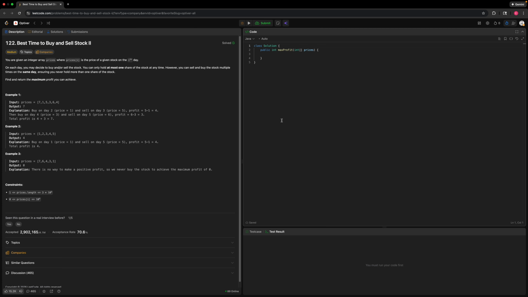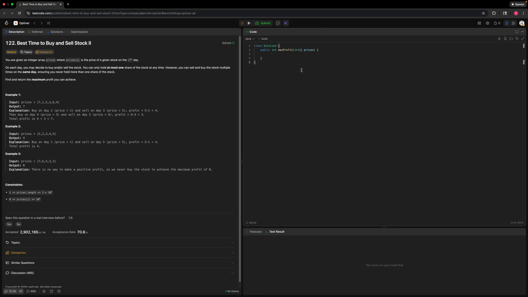So, 122, Best Time to Buy and Sell Stock, second version. The question is, you are given an integer array prices, where prices[i] is the price of a given stock on the ith day. On each day, you may decide to buy or sell the stock, and you can hold at most one share of the stock at any time. However, you can sell and buy the stock multiple times on the same day. Ensure you never hold more than one share of the stock. Find and return the maximum profit you can achieve.